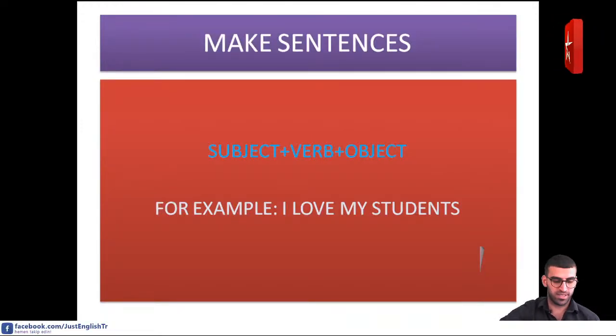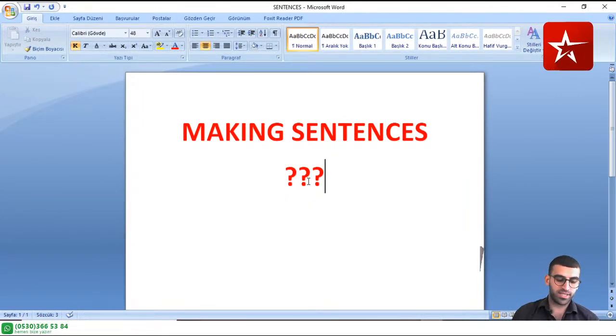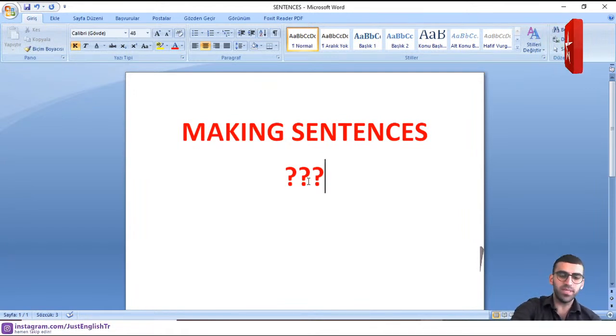Making the sentences, yes. The last but the most important part of today's lesson is about making the sentences, guys. How can we make the sentences perfectly? I told you that we will be talking about the second part of the lesson, making sentences using different grammatical structures. And let me show you how we can make the sentences that help us speak fluently. Okay, guys, let me show you something here.